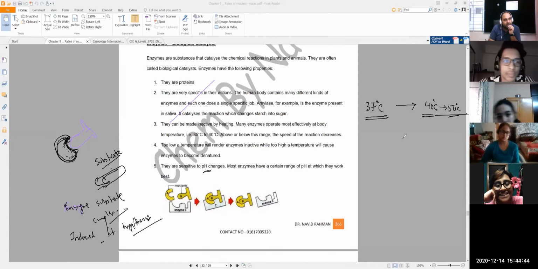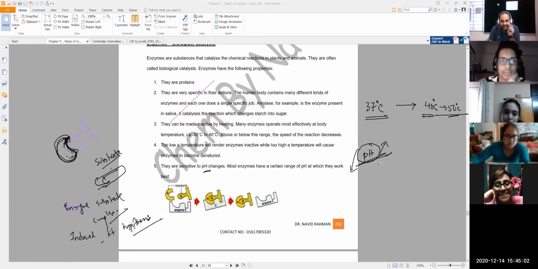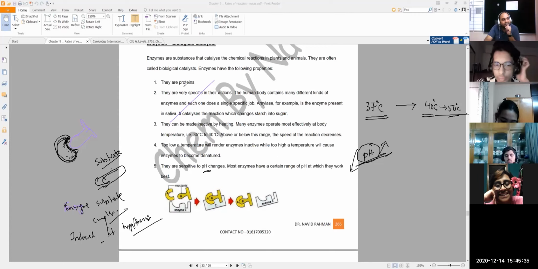Next is pH. Same problem with pH. When we have high pH or very low pH, the enzyme gets denatured because, due to acidity or alkalinity, the amino acids, proteins are made up of amino acids, the amino acid chemical characteristics change. Okay. So these are the differences between an enzyme and a catalyst.